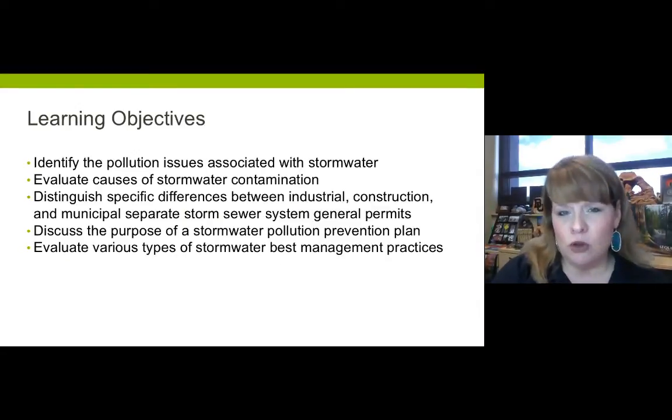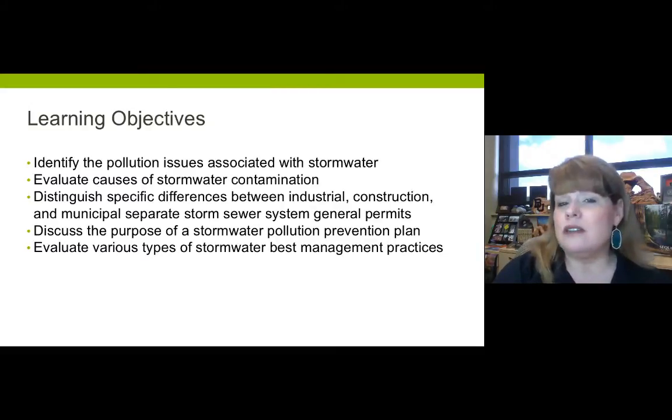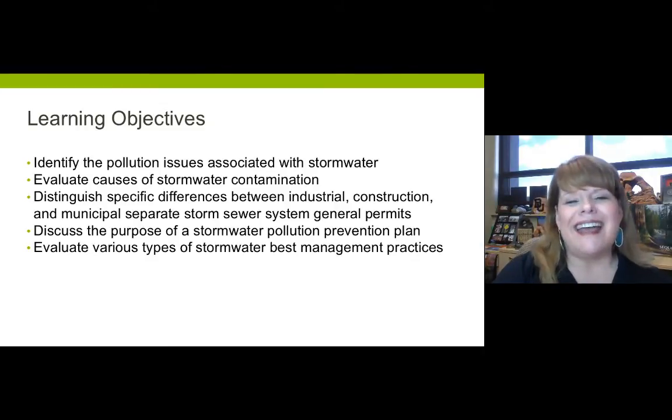We're going to identify pollution issues associated with stormwater and then evaluate causes of stormwater contamination, two very different things. We're going to distinguish the differences between the industrial rules, construction rules, and municipal separate storm sewer system rules, and talk about how the general permits have been designed by EPA and subsequently adopted by states to help prevent stormwater from getting into waters of the United States.